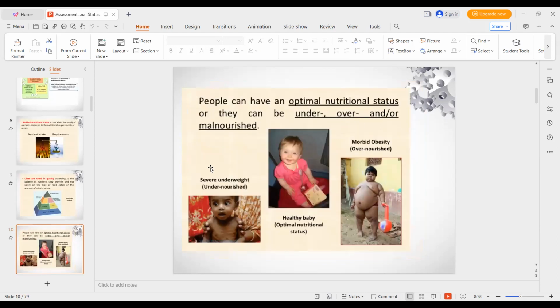People can be of optimal nutritional status or they can be under, over or malnourished. The first picture shows underweight, which is undernourished, and in the middle a healthy baby with optimal nutritional status. In the last, morbid obesity, overnourished.